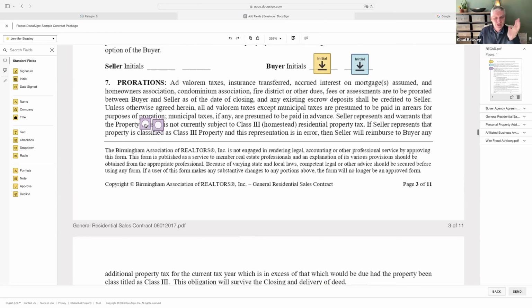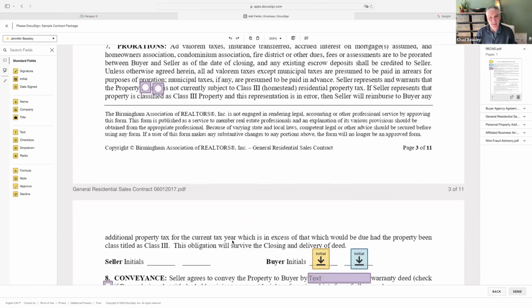So here's where you just check whether it is or is not subject to homestead exemption. If you know that it is, you can check it. If you're not sure that it is, and you're just making the offer, you can check it. And maybe if the seller doesn't see it, and it happens to not be homesteaded, then that triggers this, where they will reimburse the buyer at closing for the difference between the homestead and non-homestead. But most of the time, if a seller knows it's not homesteaded, they're going to check that it is not, so that they're not obligated to pay any difference.